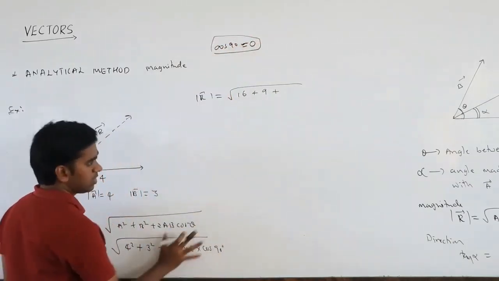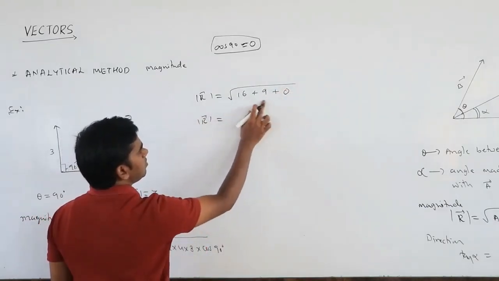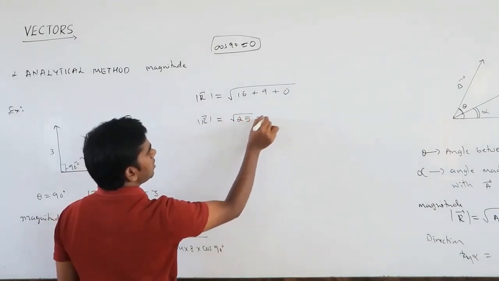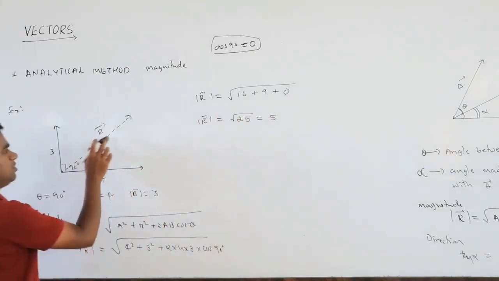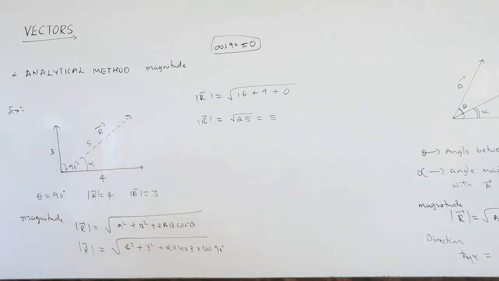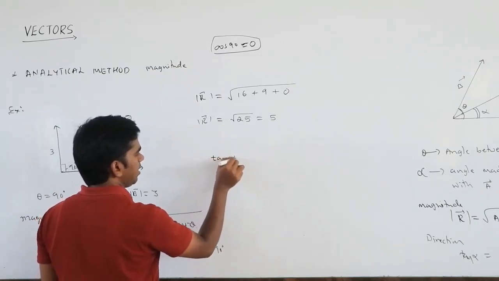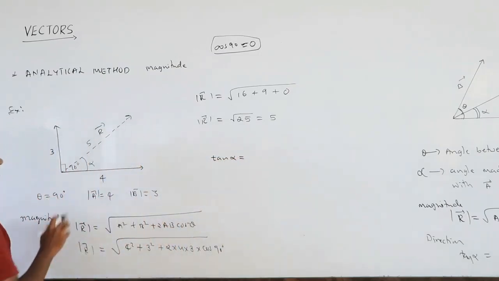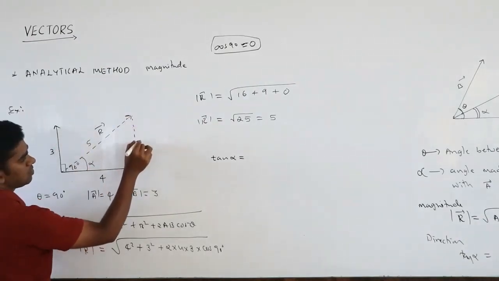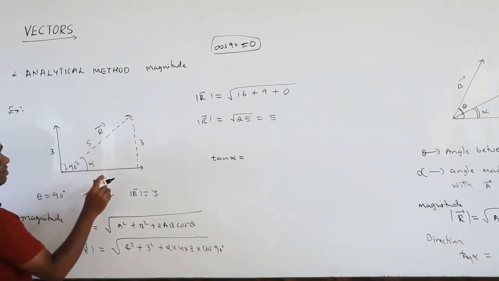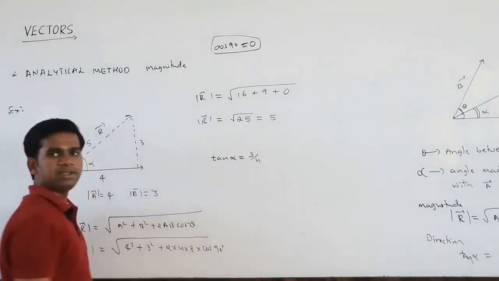That means this whole term becomes 0. So the magnitude of the resultant is the root of 16 plus 9, which is the root of 25. So the magnitude is going to be 5. Now for direction, tan alpha equals, and you can use one thing over here. If this side is 3, this is also 3 only. So tan alpha is opposite divided by adjacent. Opposite is 3 divided by 4. Your work is done.